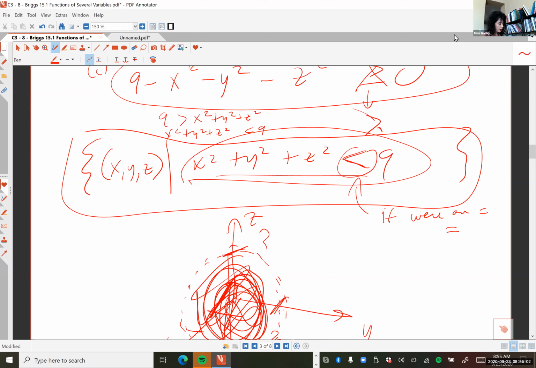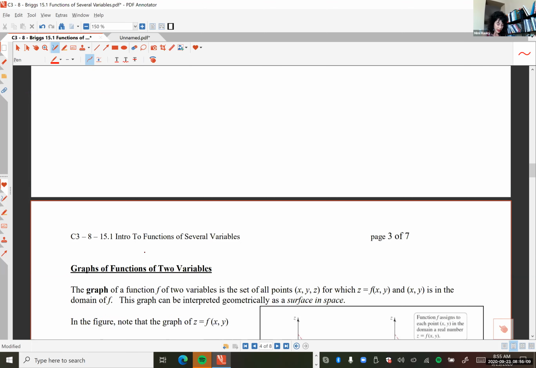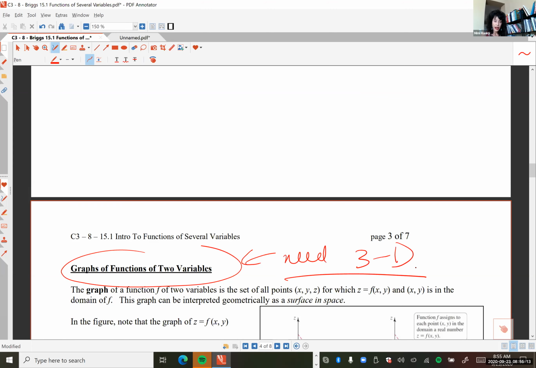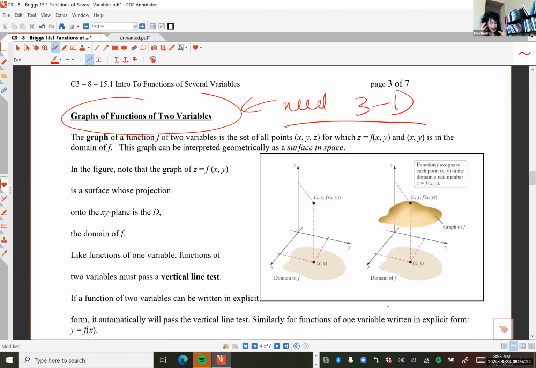Okay, so there you go. That is domains. Now let's talk more about graphs. Let's stick to graphs of functions of 2 variables because you need 3D to graph a function of 2 variables, and you're going to end up with surfaces, which we're going to study for the rest of this semester. So let's talk about how they come up with this.